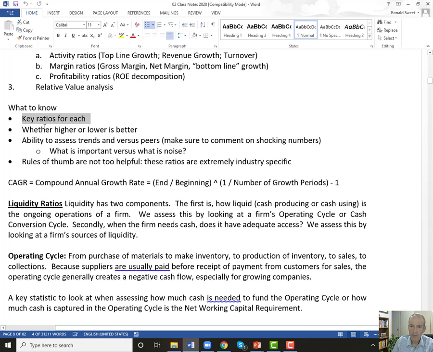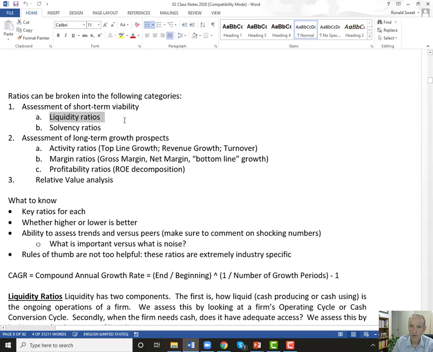So you need to know what ratios. What ratios do we look at under liquidity? What ratios do we look at under solvency? You need to know whether higher is better or lower is better. So margins, we prefer to have high margins versus low margins. For activity ratios, we prefer to have high turnover rather than low turnover.